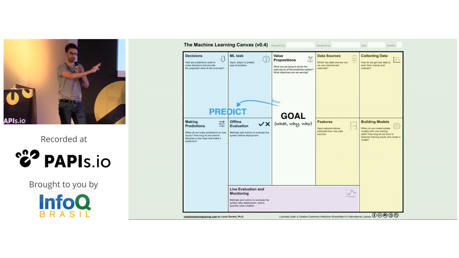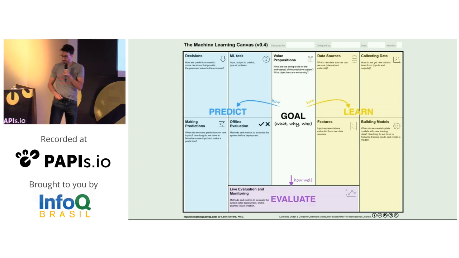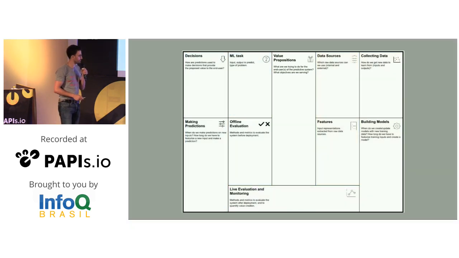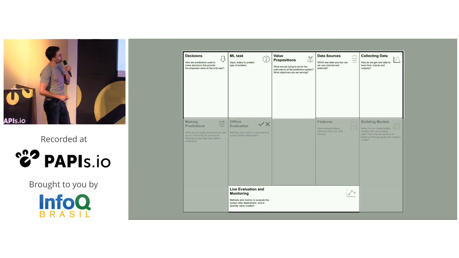You have this goal. How do you reach this goal? Well, with predictions and also with learning from data. And finally, you would also say something about how well you are completing your objective, you're reaching your goal. So this is the evaluation part, the live evaluation. All right, I'm going to describe each of these boxes, but starting with those ones.